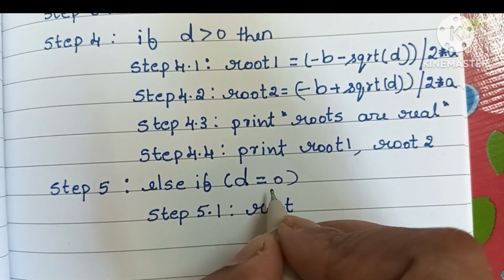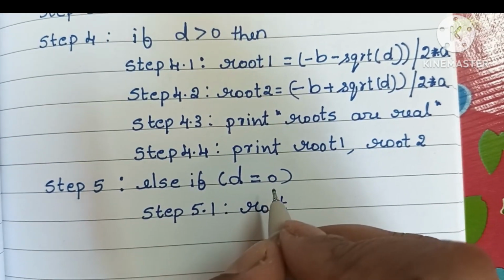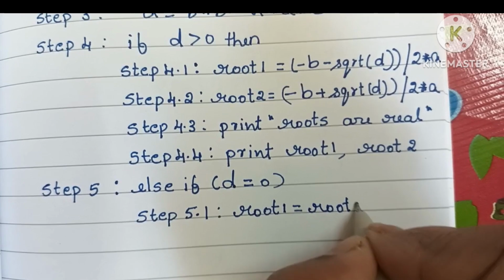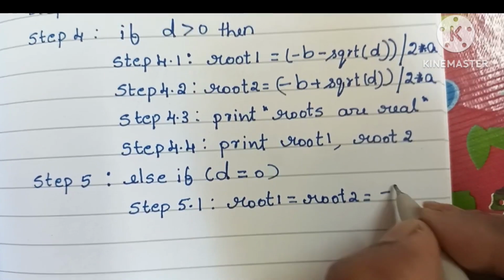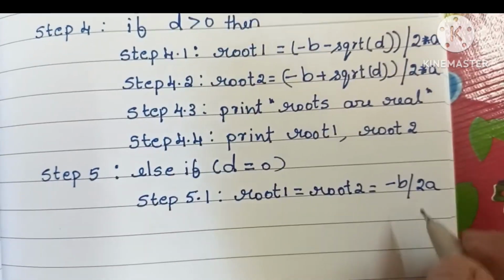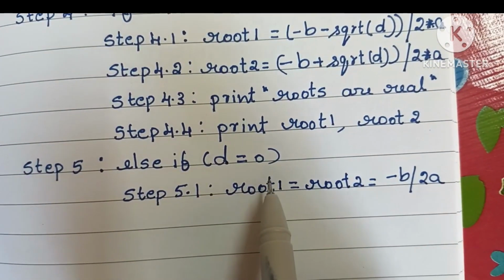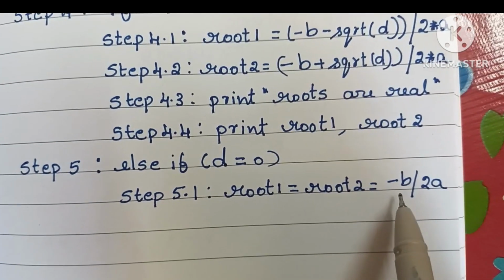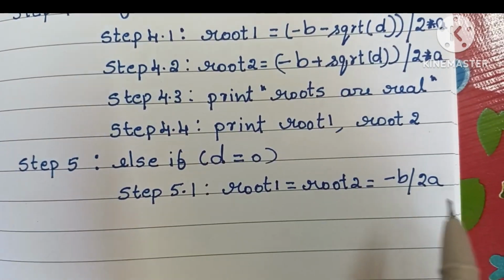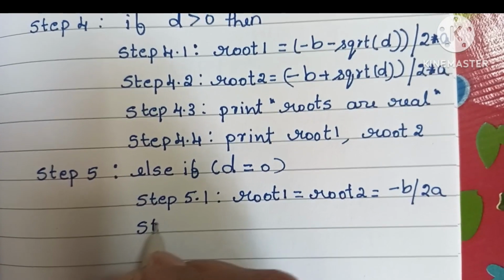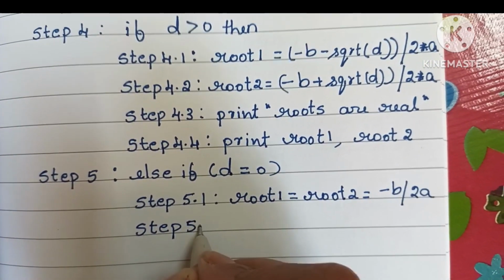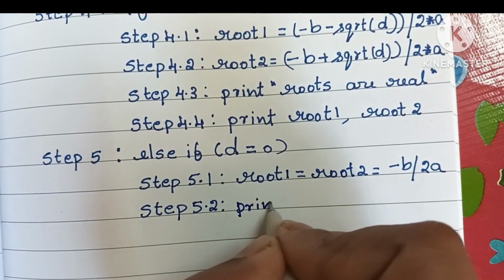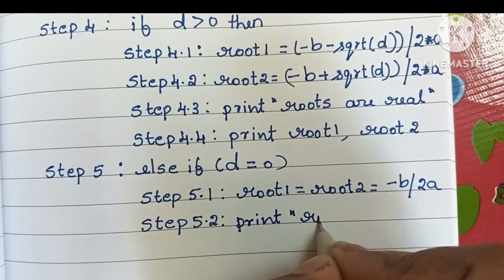If the d value is equal to 0, then the roots are equal. So we calculate root 1 equal to root 2 equal to minus b by 2a. Got it? If the d value is equal to 0, then the root 1 and root 2 values are equal, that is minus b divided by 2a. Step 5.2. In 5.2, we have to print "roots are equal".